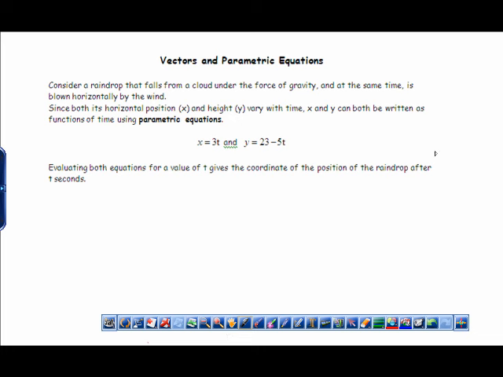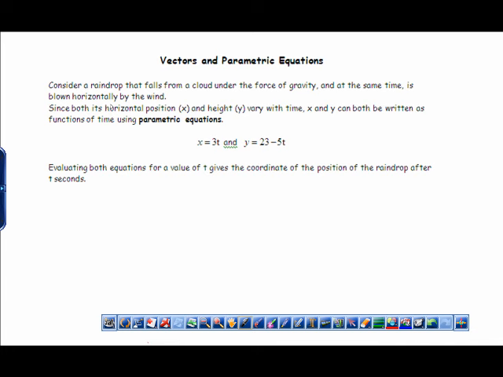So let's just start with something that you can easily visualize. It says, consider a raindrop that falls from a cloud under the force of gravity, and at the same time it is blown horizontally by the wind. So this is definitely something that you should see, and this is what would happen. No raindrop would probably ever fall straight to the ground. It would be blown horizontally. In this case, we're going to assume the simplest case scenario, which is just a straight horizontal wind. We're not even considering direction. Okay, so even this, we're going to have to kind of simplify.